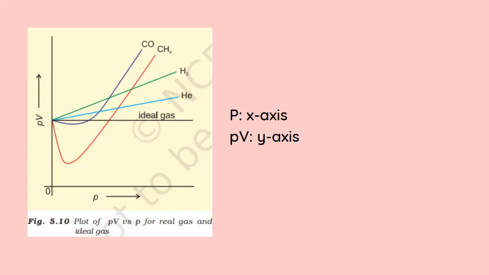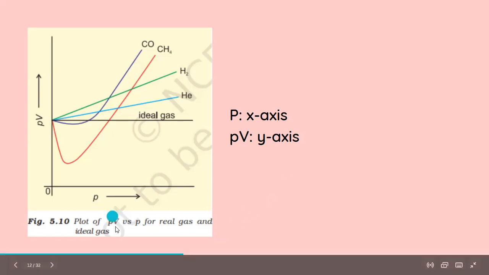Now, what was decided was that real gases don't tend to follow the gas laws under normal conditions of pressure and temperature, and they need a specific set of conditions to do so. Here we have two graphs that we'll be discussing. The first one is the plot of PV versus P for real gases and ideal gases.